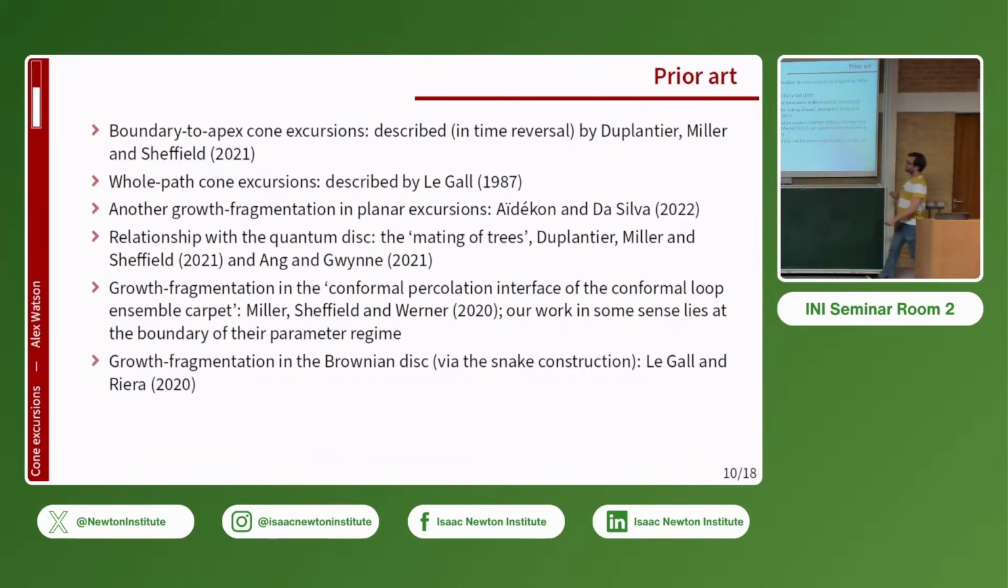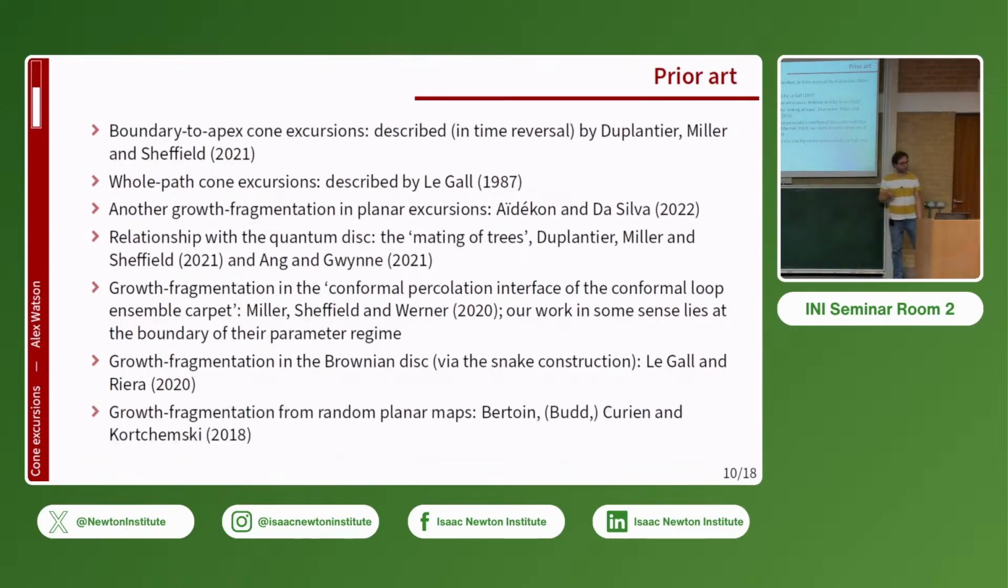And there are two more connected growth fragmentations, one in the Brownian disk using the snake construction by Le Gall and Riera, and one in random planar maps by Bertoin, Budd, Curien, and Kortchemski. These two are very much connected with what we're doing, but these objects, the Brownian disk and random planar maps, describe random metric spaces. The growth fragmentation that arises here is from looking at the points in the metric space that are a certain distance from the boundary of the space, which is not quite the same as what we're doing or what Miller, Sheffield, and Werner did. But the type of object that appears is the same.